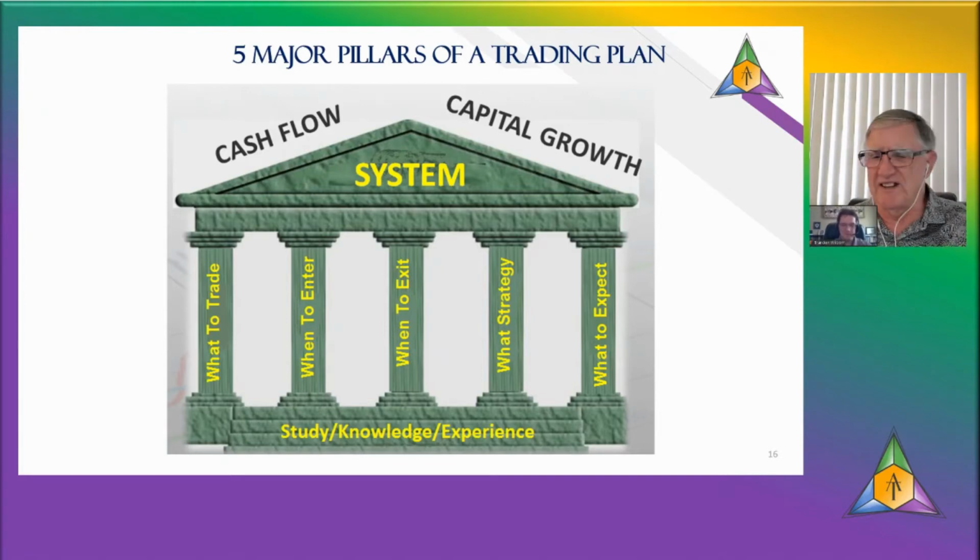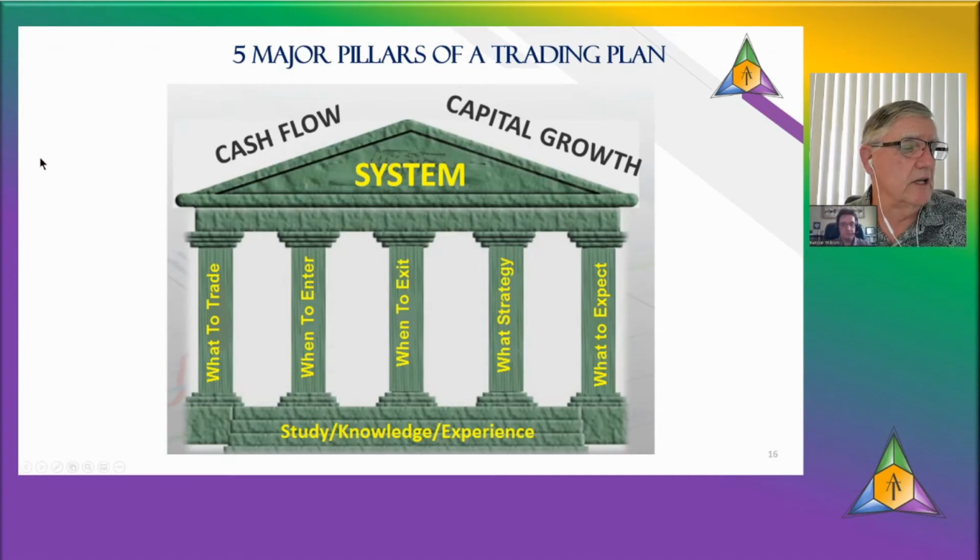So, since I am a professional engineer, the system is held up by these 5 pillars. We'll address each one of those. And then I can put on top of my system, what do I want it to do? Do I want it to develop cash flow for me? Or do I want capital growth? Or do I want a combination of both, which is always a great option or a great choice.